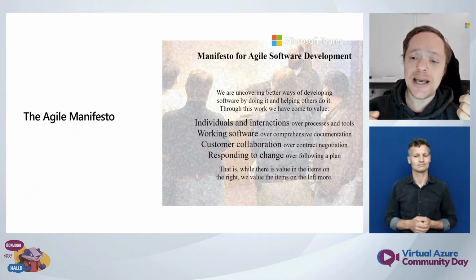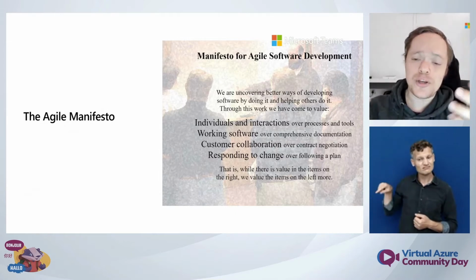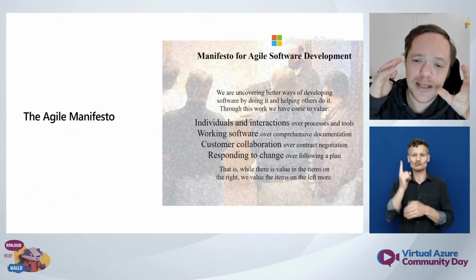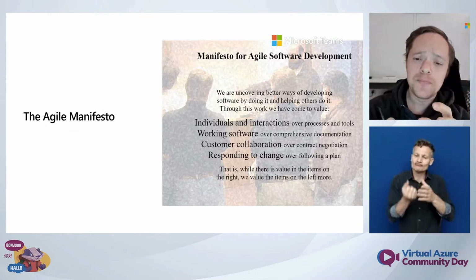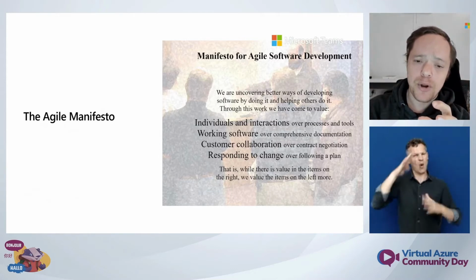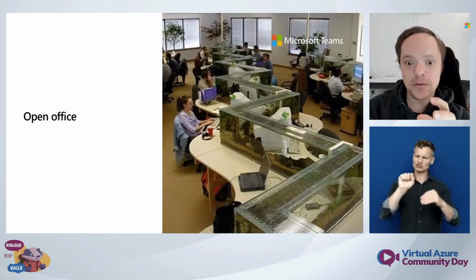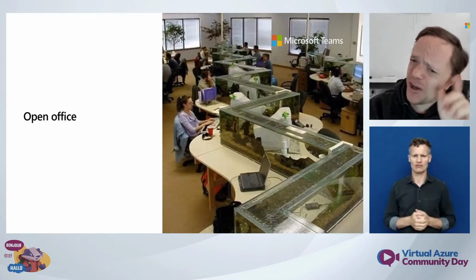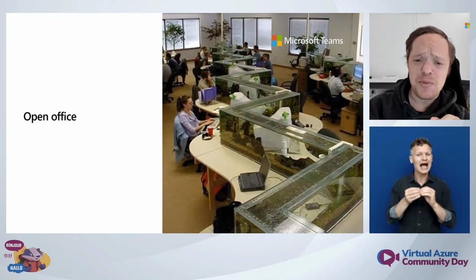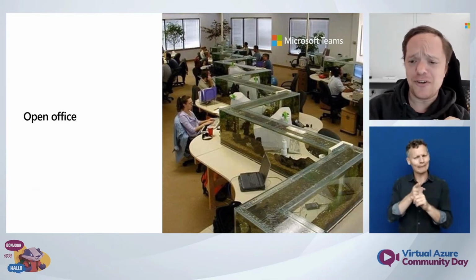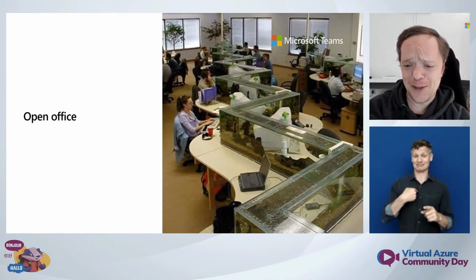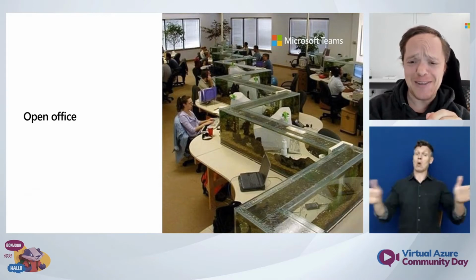And the Agile Manifesto really came to fruition and kind of really drove the idea that we know how to build software. And the problem is that, well, we kind of got it wrong in a little bit of ways, because the bane of my existence is open offices. You can see here, here's a really good example of open offices. This one has a fish tank.